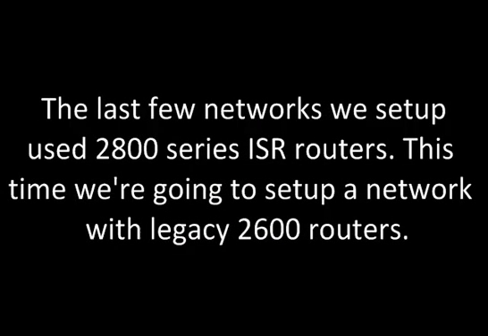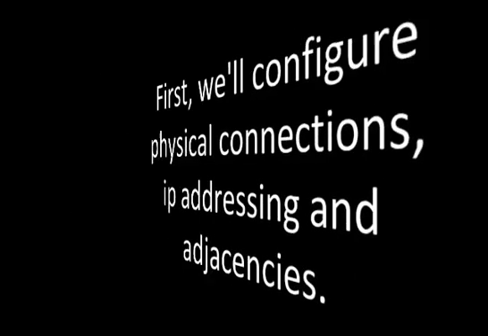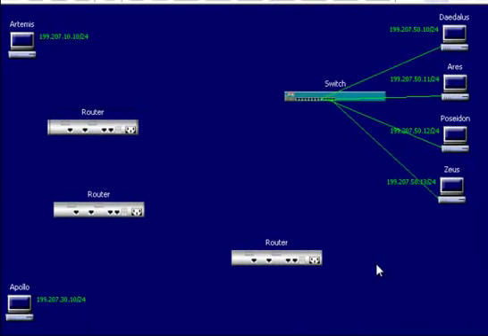The last few networks we set up use 2800 series ISR routers. This time we're going to set up a network with legacy 2600 routers. First, we'll configure physical connections, IP addressing, and adjacencies. Last time we implemented routing on 2800 series routers. So this time we're going to implement routing on 2600 series, a bit more primitive. And the syntax and the structure will be a bit different, as well as the slot and port configuration.